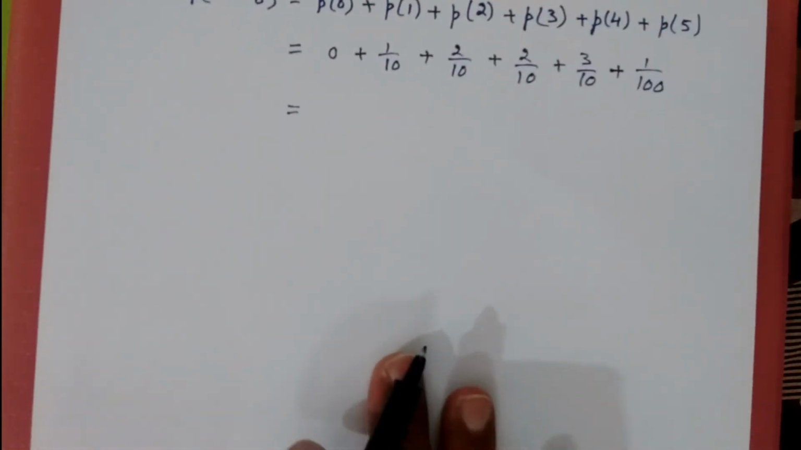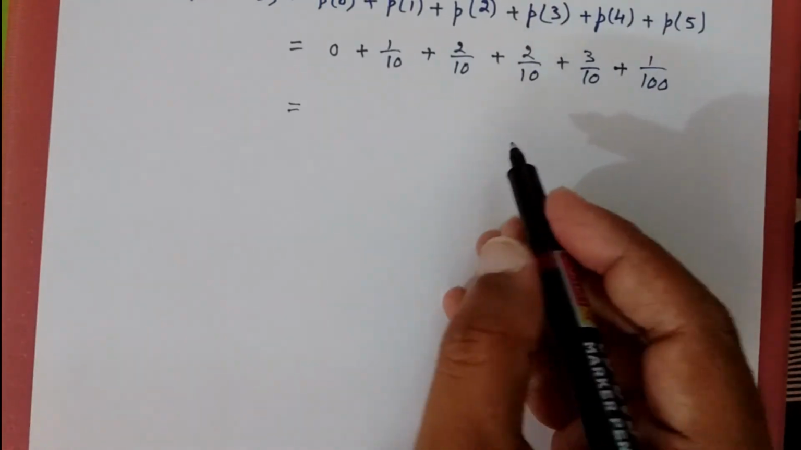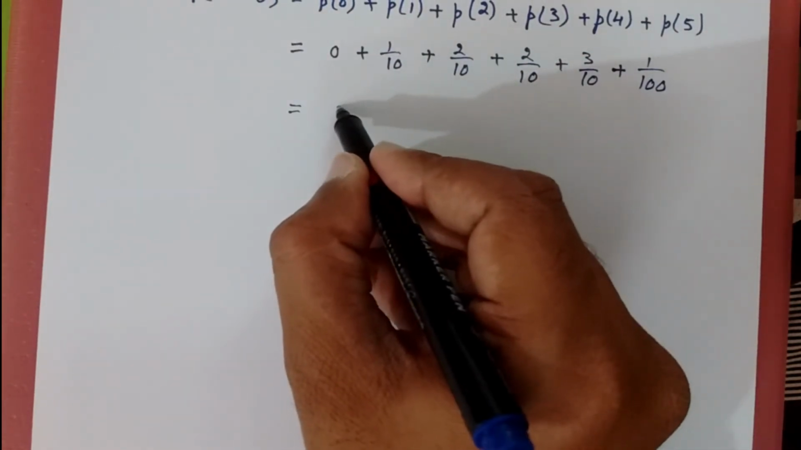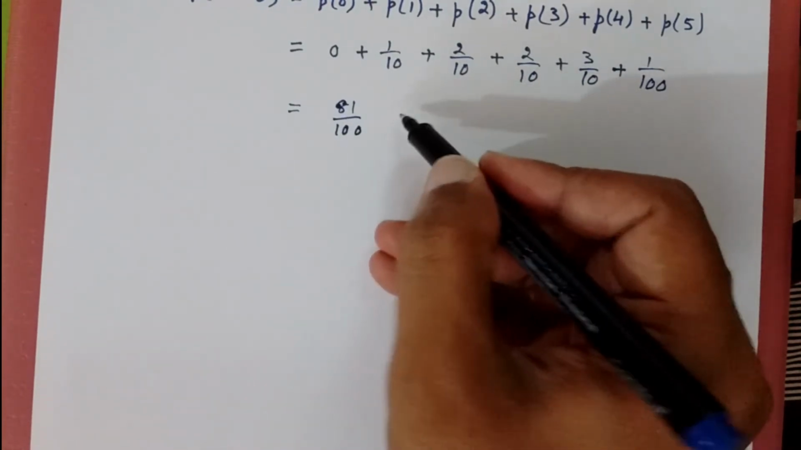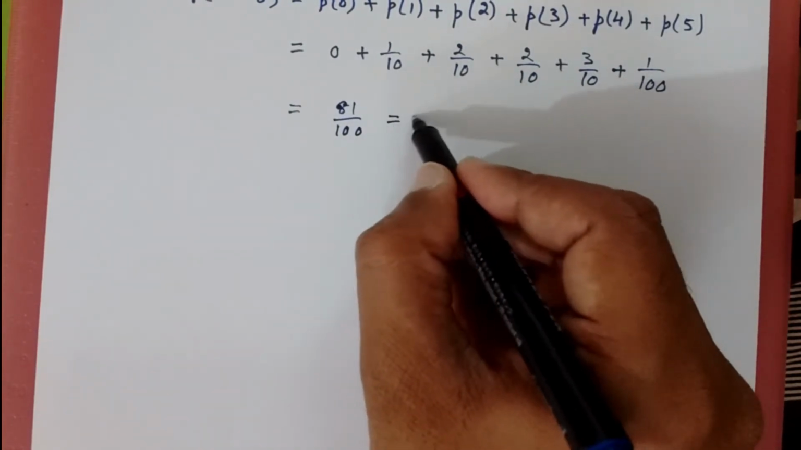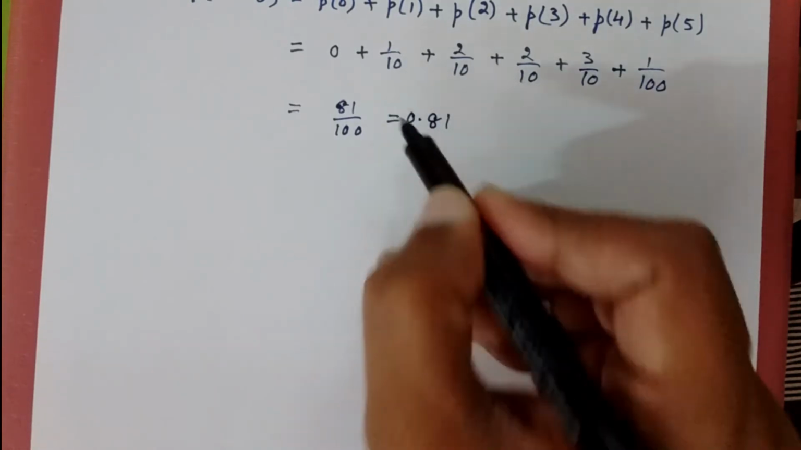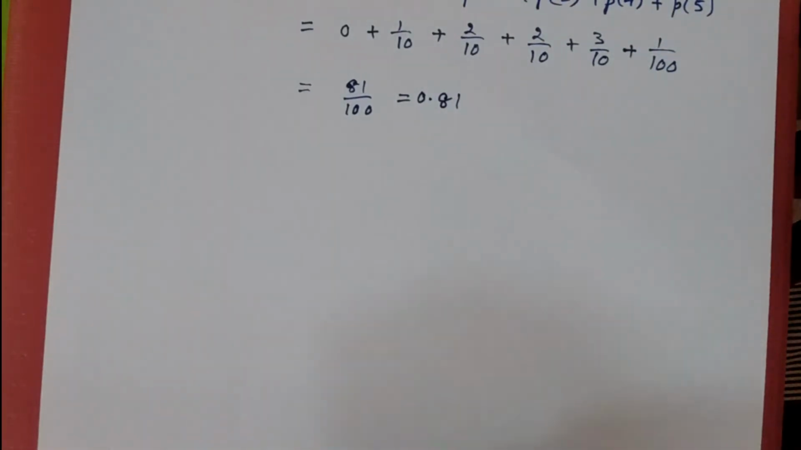You can just try to evaluate this value. So just check whether you get this value to be equal to 81 by 100 if you take the LCM as 100, or you can rewrite this as 0.81. So that's the solution you'll be getting.